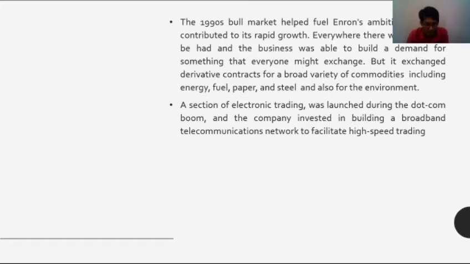And in the 1990s, the bull market helped fuel Enron's ambition and contributed to its rapid growth. Everywhere there were offers to be had, and the business was able to build a demand for something that everyone might exchange. It exchanged derivative contracts for a broad variety of commodities, including energy, fuel, paper, steel, and also for the environment. A section of electronic trading was launched during the dot-com boom, and the company invested in building a broadband telecommunications network to facilitate high-speed trading. So Enron, as a natural gas company, also invested in a telecommunications network because they saw the opportunity to enter telecommunications.